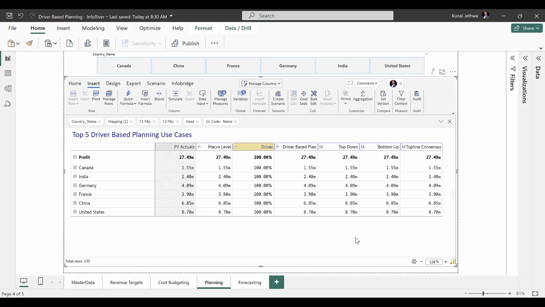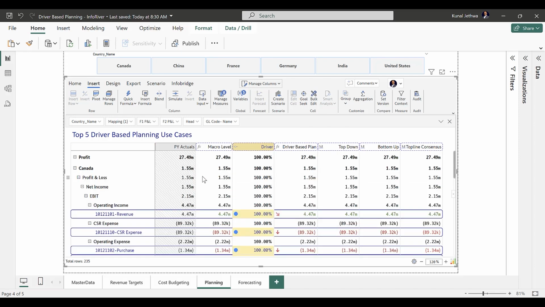Hi, today we are going to talk about the top 5 driver-based planning use cases which are very commonly used across industries. We have built this P&L on Inforiver Matrix, which is by country as the highest dimension and by GL account as the lowest level of granularity. Let me click Canada and take a look at its P&L.